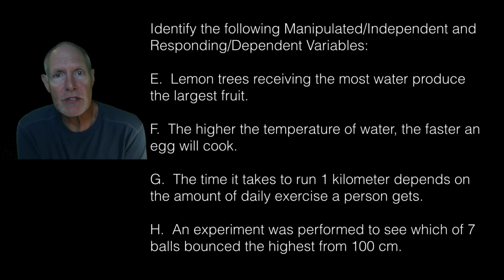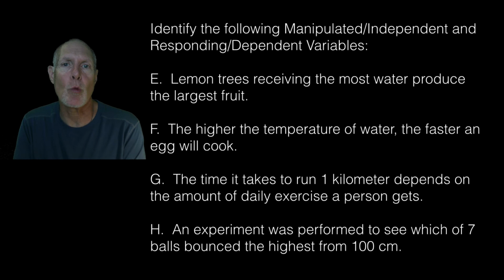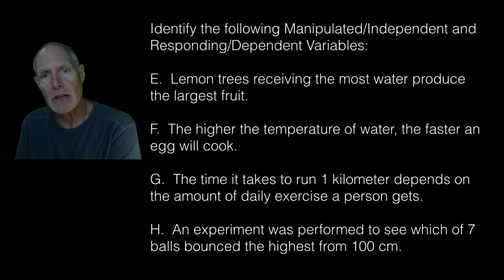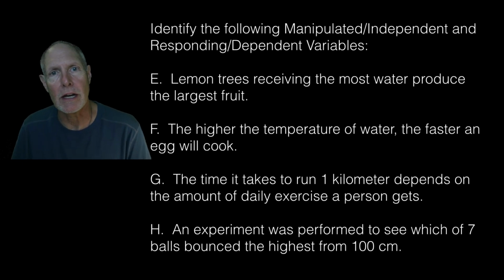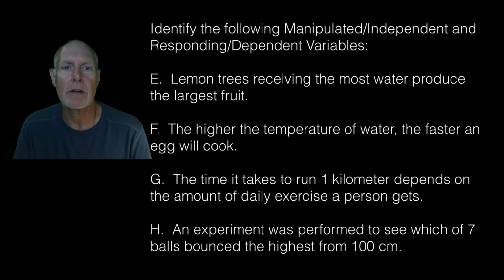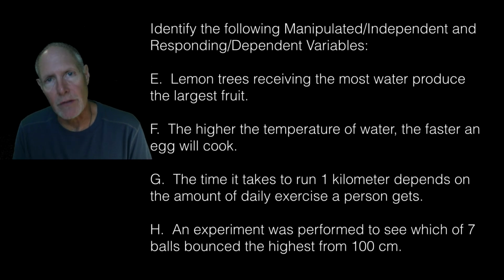Well, hopefully you said that we would control how much water is put on the trees, so that becomes the manipulated variable. That's the thing we're manipulating, so that's the independent variable. Then the size of the fruit is dependent on the amount of water that we put on. And so that would be the dependent variable. So for letter E, I would write independent variable is water, dependent variable is the size of the fruit.